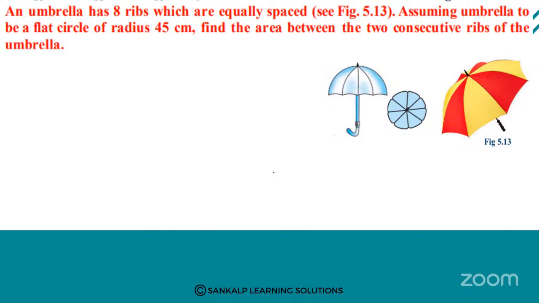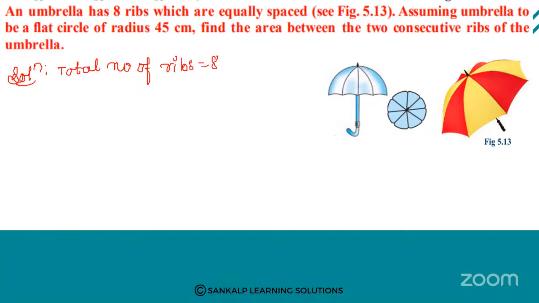An umbrella has 8 ribs which are equally spaced. Assuming the umbrella to be a flat circle of radius 45 centimeter, find the area between the two consecutive ribs of the umbrella. Yes. So how many ribs are there? Total 8 ribs are there, right? So the total number of ribs is 8. Solution. Total number of ribs is 8.